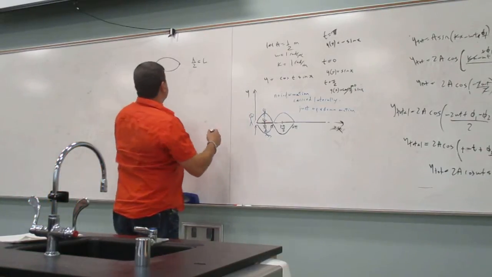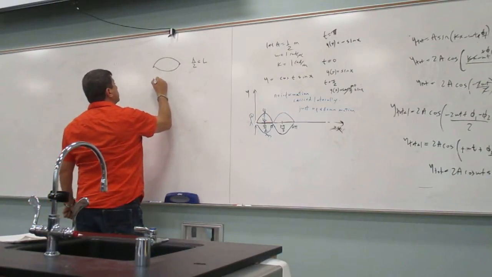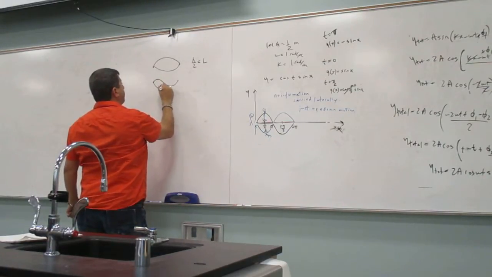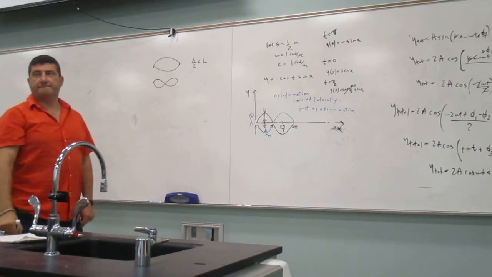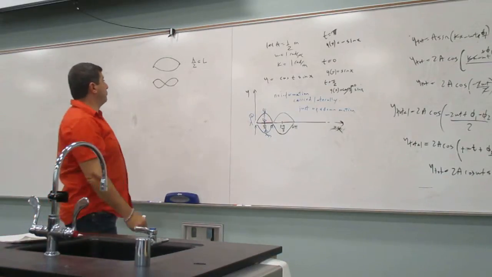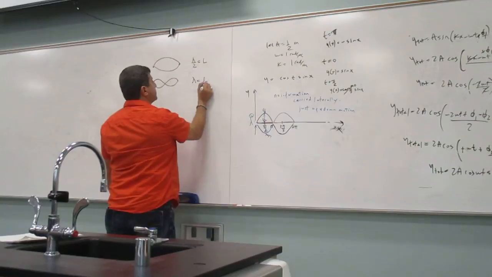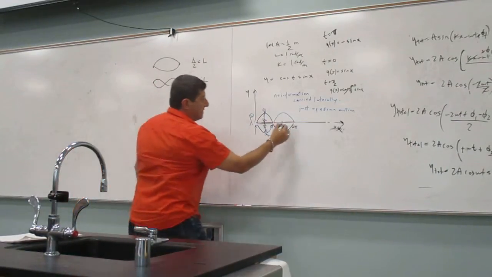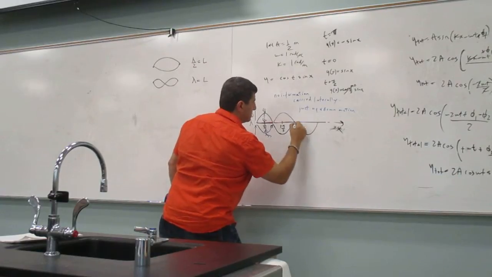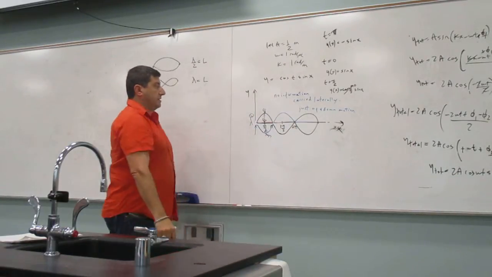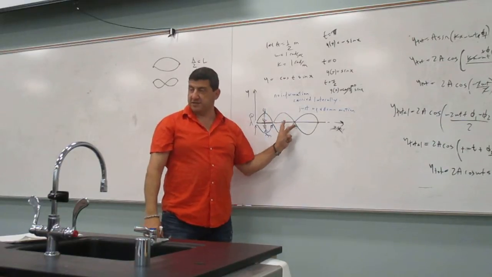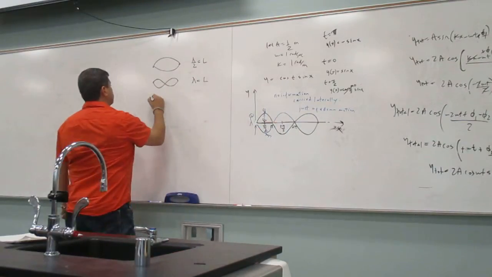But then we could also have a wave look like this. Right? Then you're going to have what? The full wavelength of the wave is the length of the string. Right? Then the next one can be the next one like this. So then that means what? 3/2 of a wavelength is equal to the length of the string. Right?